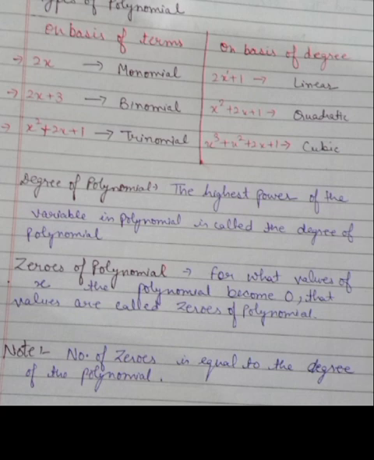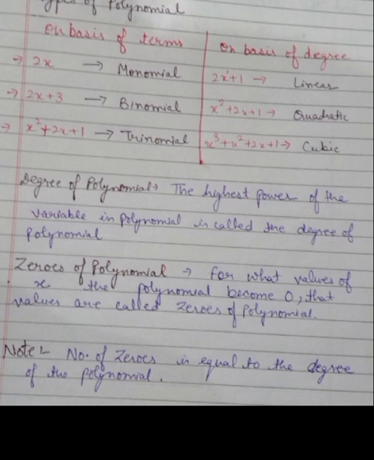So after learning the types of polynomial, we will learn about the degree of a polynomial. What is the degree of a polynomial and how can we write it? The variable means x, y, t, any alphabet which is taken in the polynomial as a variable, right? So the highest power of the variable in the polynomial is called the degree of the polynomial.